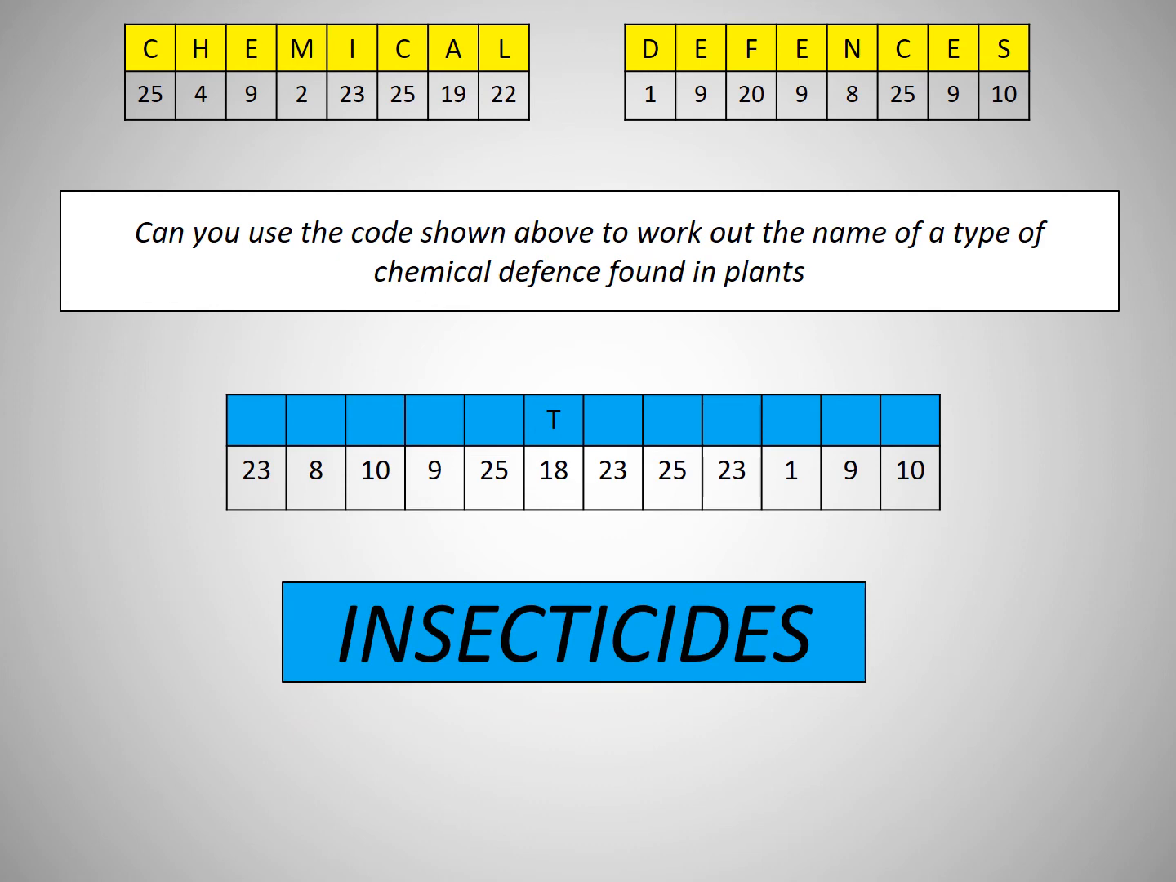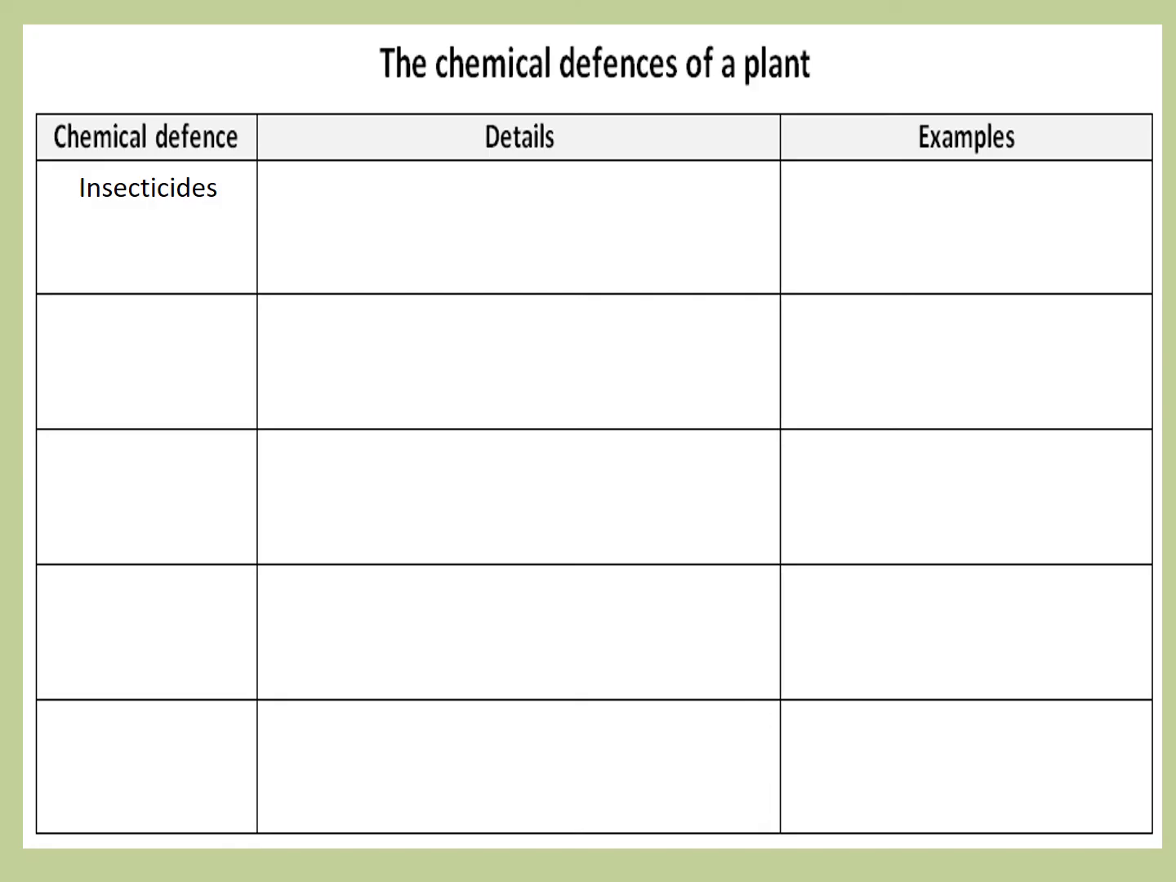Insecticides is a chemical produced by plants. Okay, so you might want to draw this table down. We're going to look at the chemical defense, and details and examples.